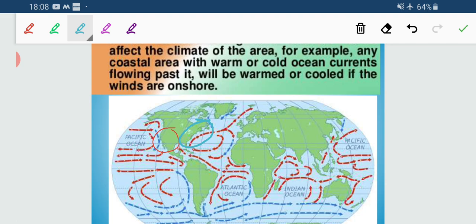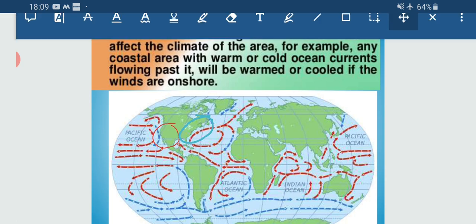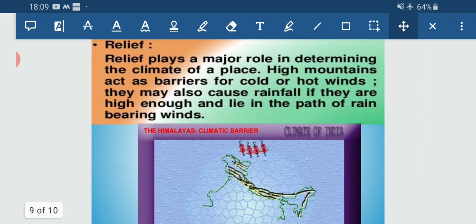So oceanic currents also create an impact near the coastal areas. The type of oceanic current existing in the oceanic bodies influences the temperature condition of the nearby land masses. That is related to oceanic currents.